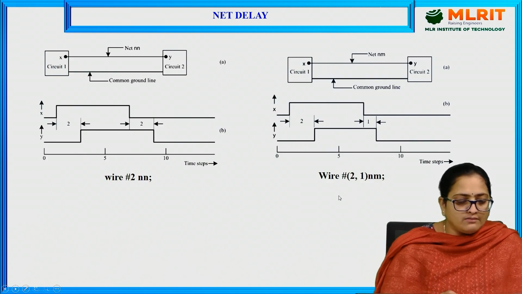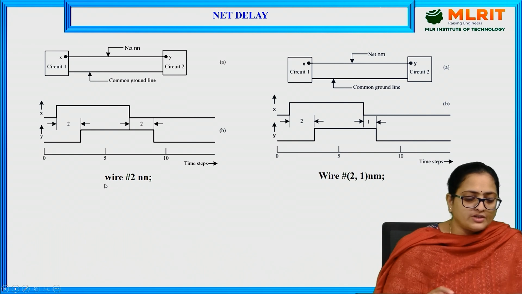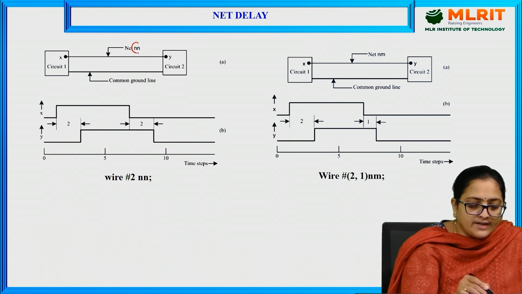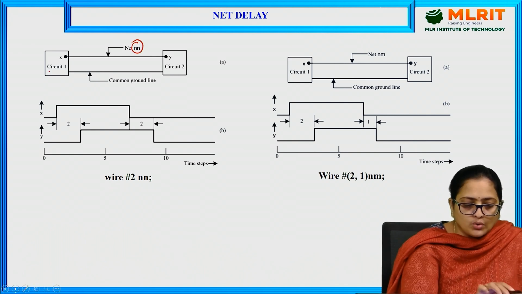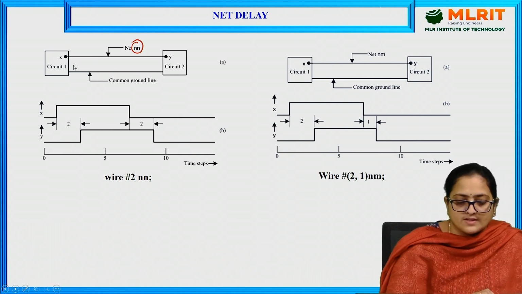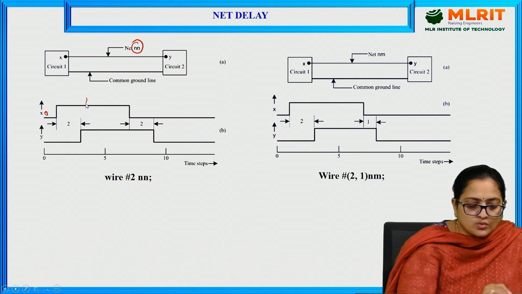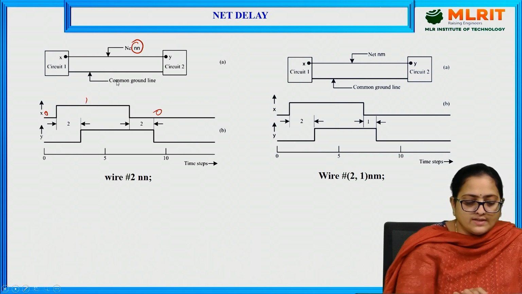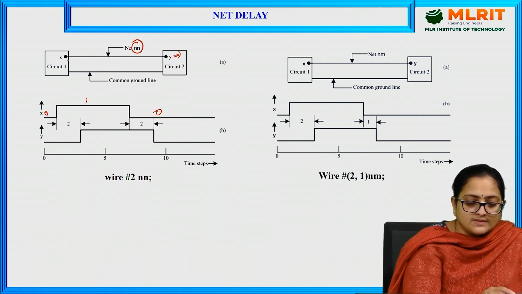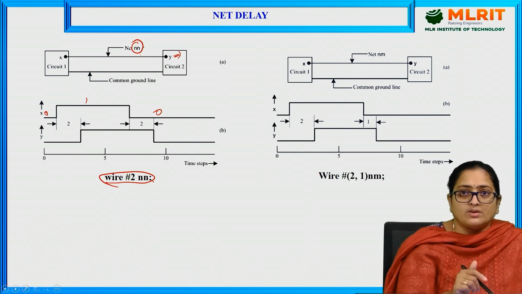Here, it has been explained with a pictorial representation. See here, I am declaring a net NN between circuit 1 and circuit 2, and this is a common ground for both circuit 1 and circuit 2. So, I have given an X value as 0, again it goes to 1, again it goes to 0. This is the input, and you would expect to get the output as it is. But as I have declared this as #2 NN, it works with 2 time intervals of delay.